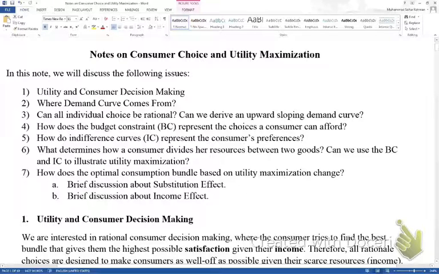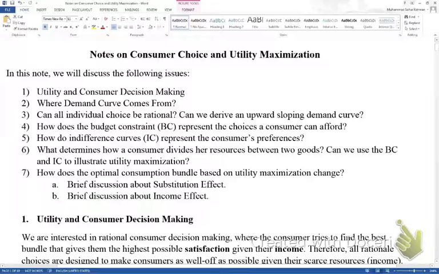Hello, welcome back. Today we are going to talk about consumer choice and utility maximization. In the lecture today, we are going to talk about the following issues. First, we are going to define what utility is and what the consumer decision making process actually looks like in economics.